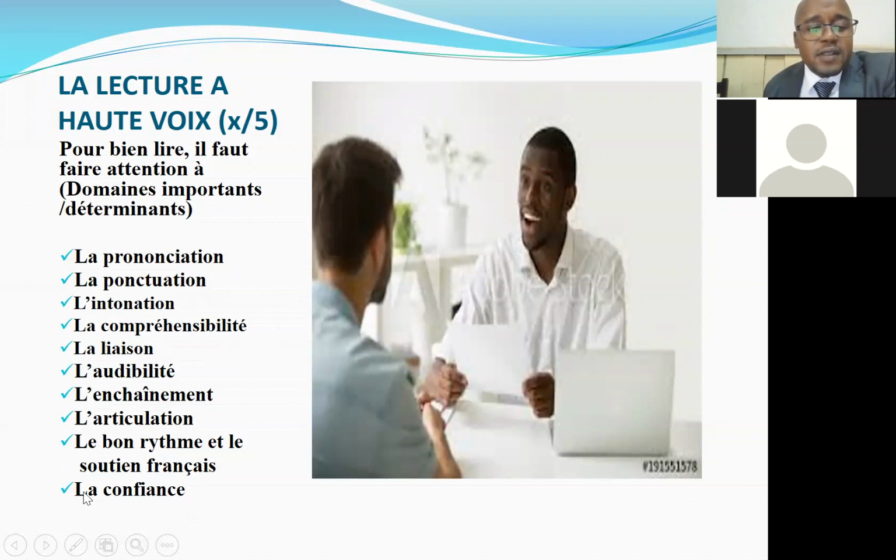Then we have la confiance. Now, basically, there are 2 things you don't need to struggle a lot to have. One is la confiance, confidence. Then the other one is l'audibilité, audibility. These are things we can easily have, and they give us marks. Now, if you allow me, we'll proceed to the specific details, each part in detail.